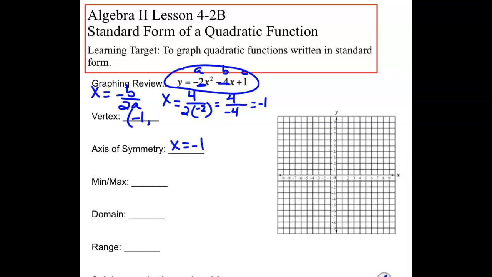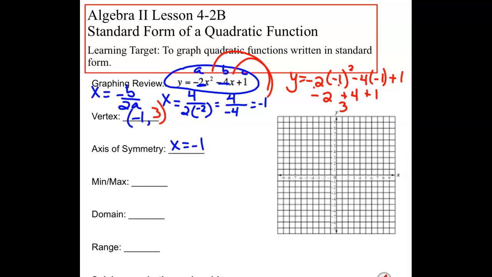Then to find our y value, we plug that negative 1 back into our equation. So we have negative 2 times negative 1 squared minus 4 times negative 1 plus 1. We always square things first. So negative 1 squared is going to be positive 1, times the negative 2 in front gives us negative 2. In the middle piece, we have negative 4 times negative 1, so positive 4. And then simplifying, negative 2 plus 4 is 2, plus another 1 is 3. So my y-coordinate is 3.